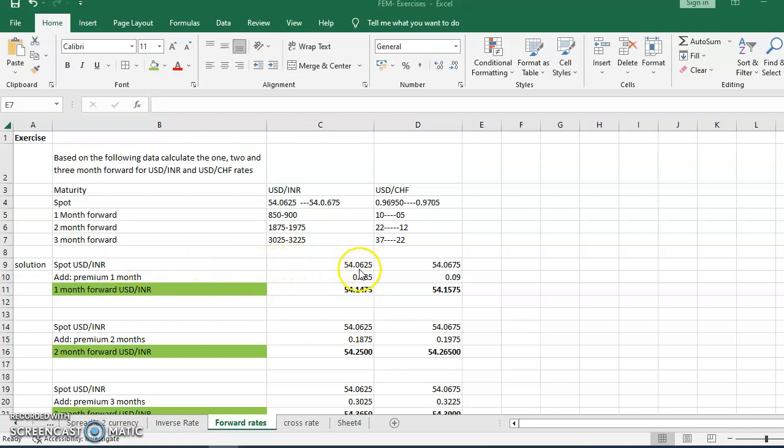USD INR bid is 54.0625 and the ask is 54.0675. So we have to add the premium for 1 month. Now, how do you know whether there is a premium or not? It's basically by looking at the value. 850 is definitely less than 900. Or I can also say 850 points has gone up to 900. So which means there is a premium.